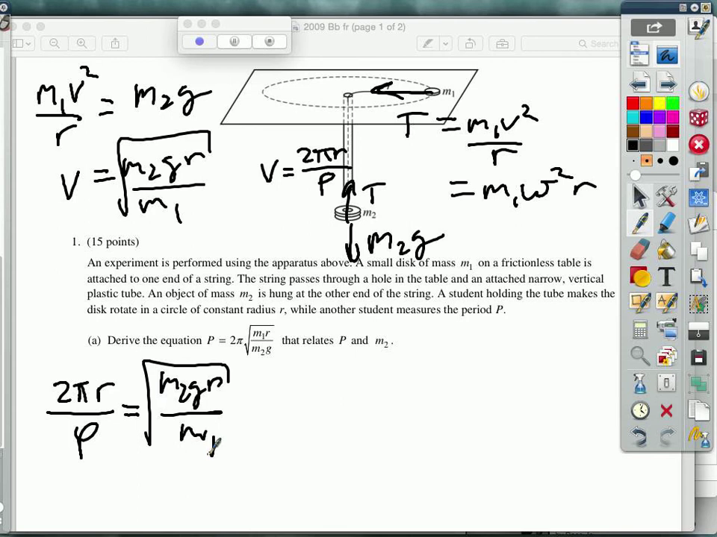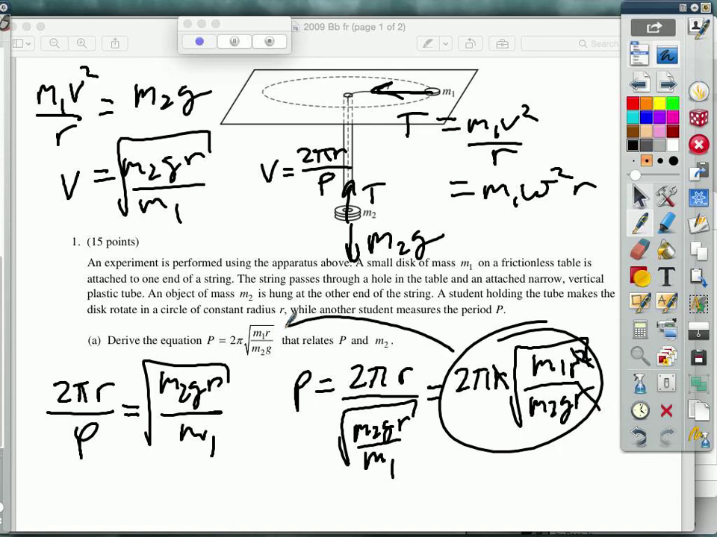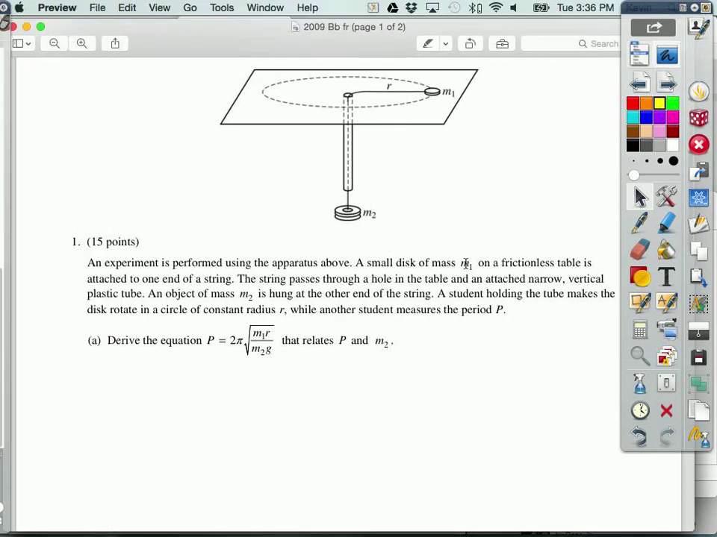Then from this, I can say period is equal to 2 pi r over the square root of m2gr over m1. Then that can become 2 pi r times the square root of m1 over m2gr. This r can become r squared in here, which cancels there, and we get the answer that we're looking for. So now on to part B.